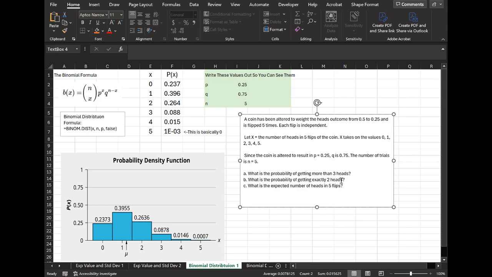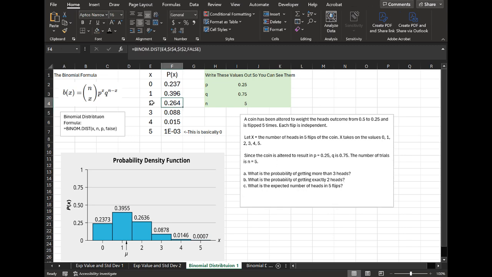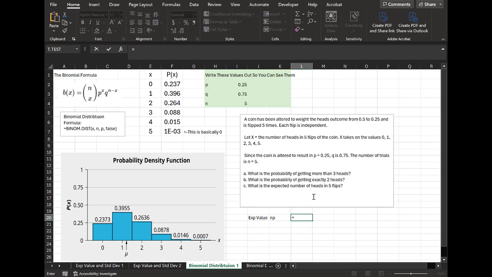What is the probability of getting exactly 2 heads? That's the case where you have exactly 2 heads. That would be 0.264. The final question is, what is the expected number of heads in 5 flips? That is an expected value, so we'll just put that over here. For an expected value formula, when you're talking about the binomial distribution, that is always going to be calculated n times p. So I can just multiply those two things together, and that's going to be 1.25, the expected number of heads in 5 flips.